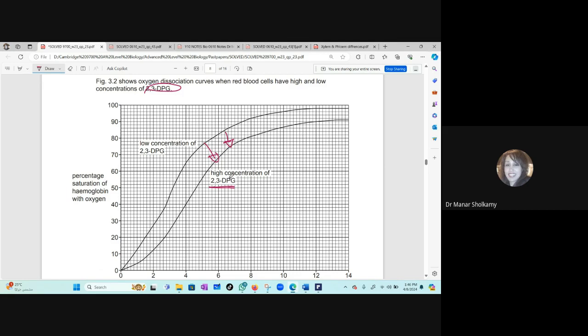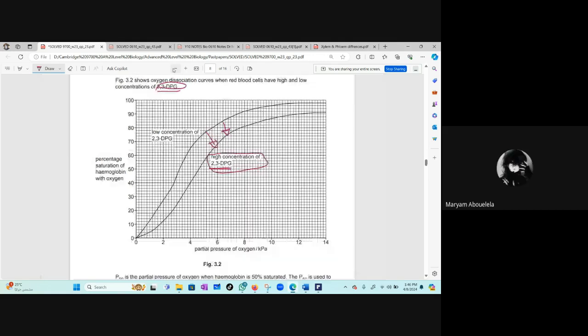By the way, the question is very easy. I increased 2,3-DPG, high concentration of that. How will this affect affinity? What will this do to the curve? Just give me information from the graph. The curve will move to the right because the affinity of the hemoglobin to oxygen will decrease. Thank you so much.